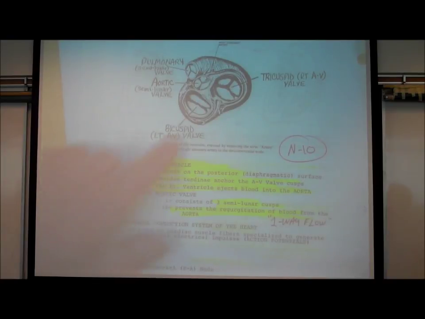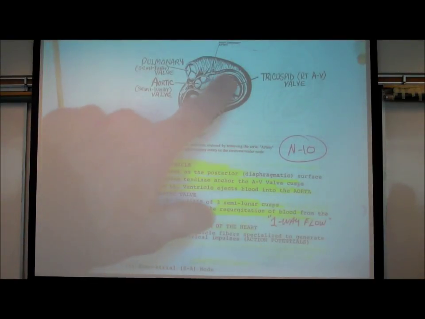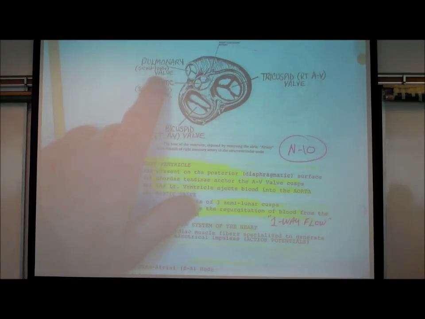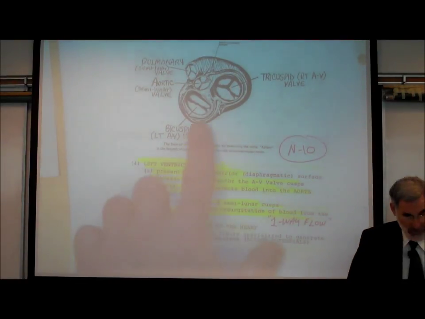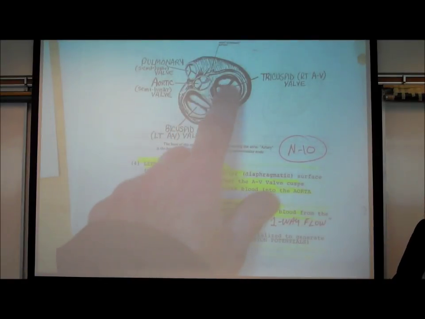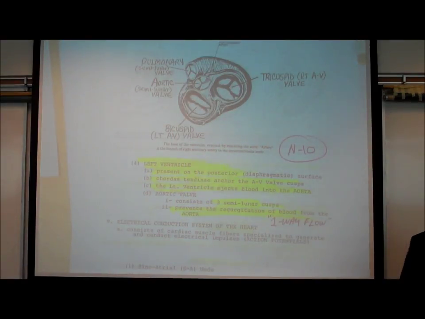In the picture at the top, it shows what these 4 valves look like. This is the tricuspid. It has 1, 2, 3 flaps. This is the bicuspid. It has 2 flaps. And the pulmonary and aortic valve look identical. They're both said to be semilunar shaped valves. They have 3 cusps as well, but they're shaped a little bit differently than the tricuspid. So they're called semilunar shaped.